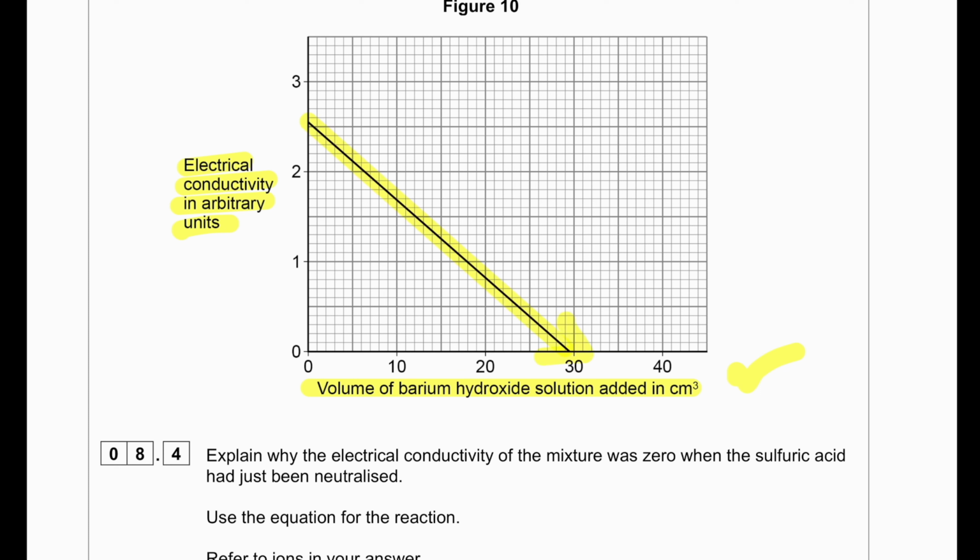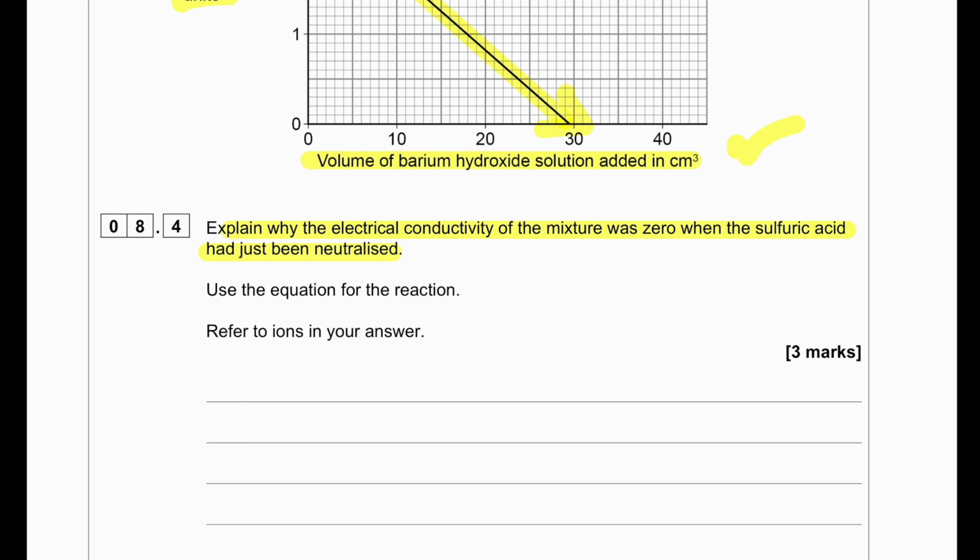As we increase the volume of barium hydroxide, the electrical conductivity is decreasing. The reason can be that we are removing the H+ ions by the addition of the hydroxide ions, and that is producing water, and water is a poor conductor. Now explain why the electrical conductivity of the mixture was 0 when the sulfuric acid had just been neutralized.